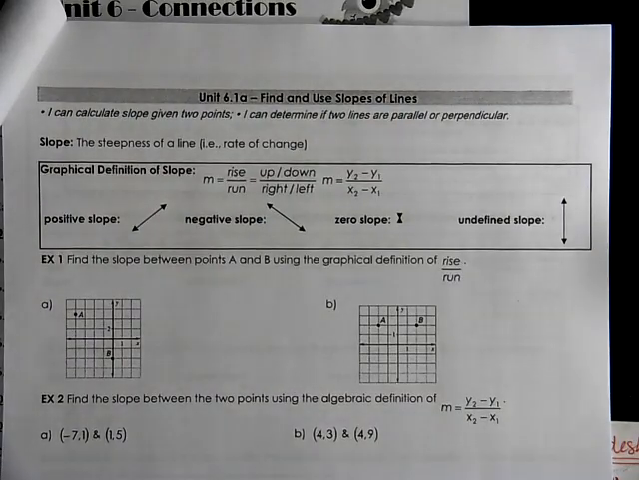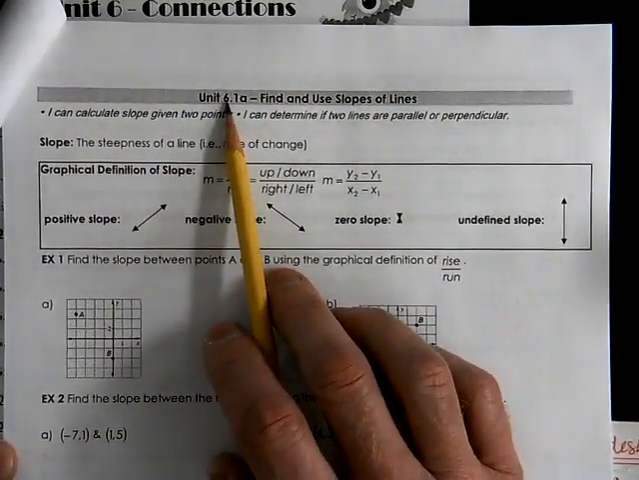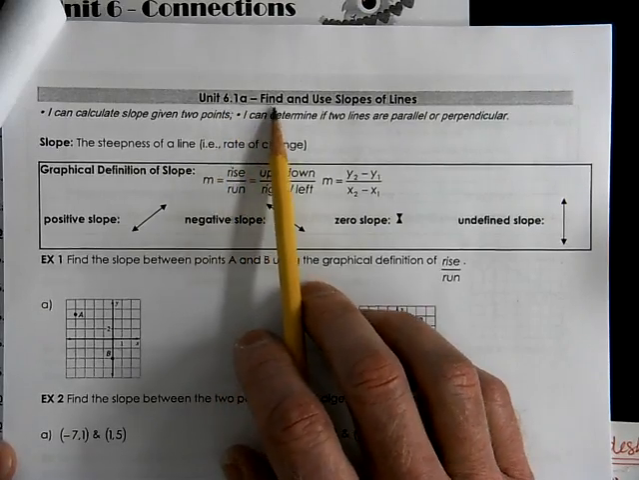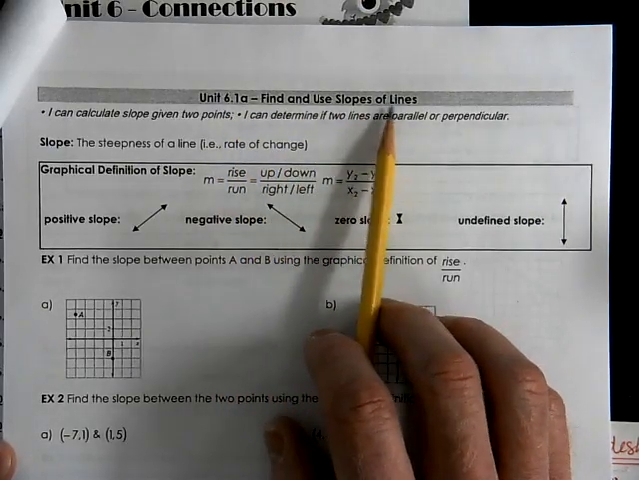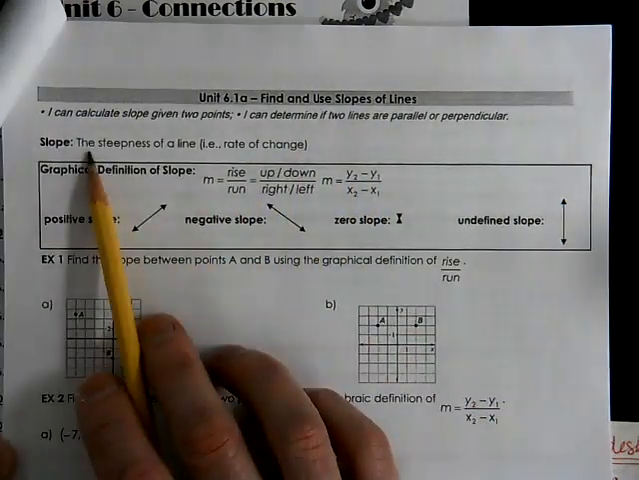This is Geometry, Unit 6. We're on day number 1. We're going to find and use our slopes of our lines.